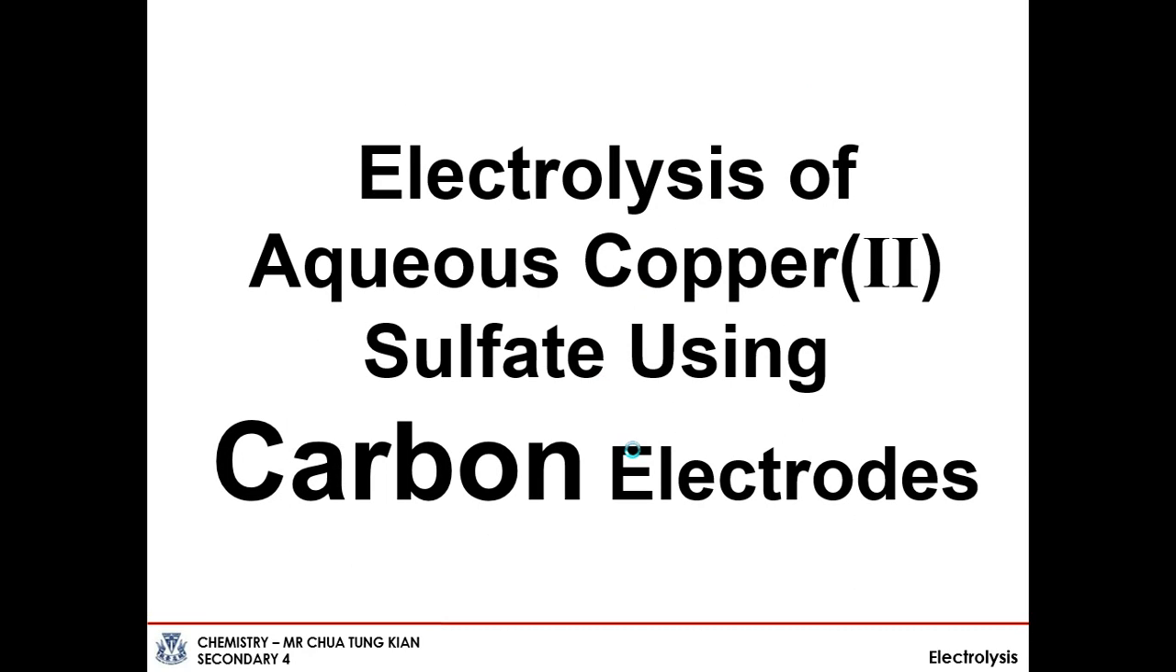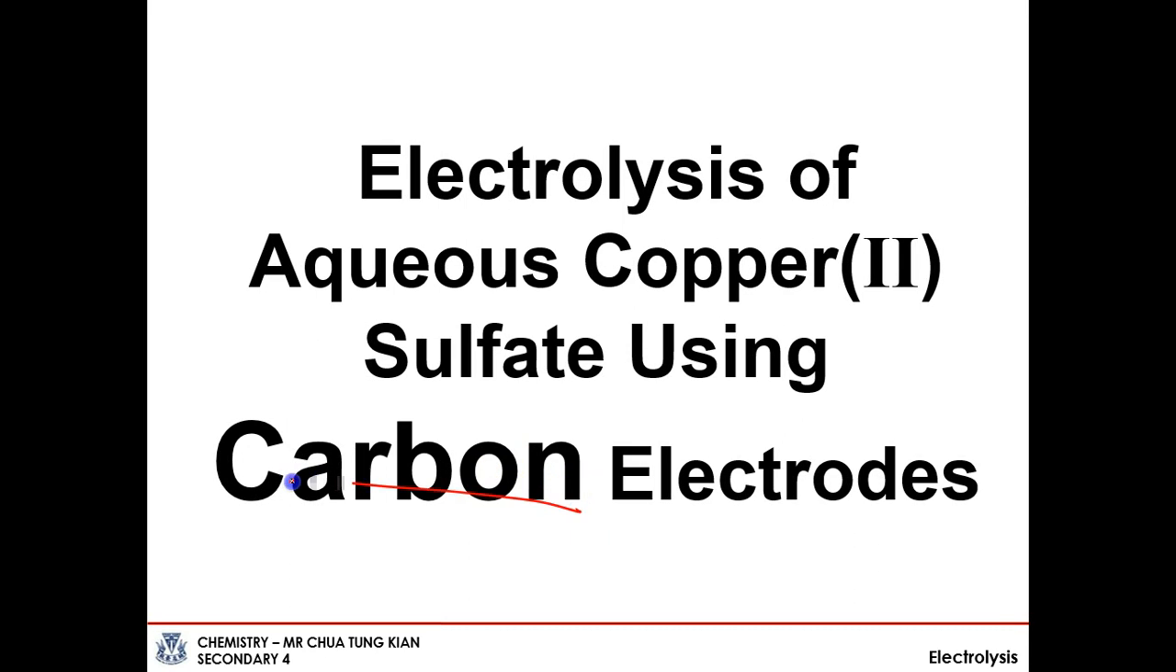Okay, new area here. Electrolysis of aqueous copper 2 sulfate using carbon electrodes. Just now we covered electrolysis of aqueous NaCl, we covered electrolysis of dilute sulfuric acid, and they were both with inert electrodes, carbon and graphite. So now let's go into the topic a little bit deeper. We will talk about the nature of the electrodes in this case. So before we compare a reactive electrode, let's start with the inert electrode first, and we see what happens.